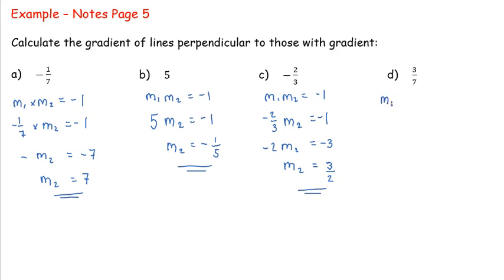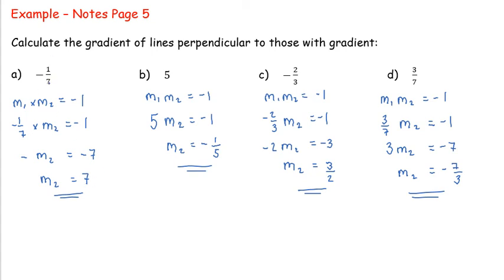And then for the final one, m1 m2 equals negative 1. 3 over 7 is one of our gradients, so 3/7 m2 equals negative 1. Let's see if you can guess even what this would turn out to be, if you can follow the pattern. But continuing mathematically, multiply both sides by 7 first, so 3 m2 equals negative 7, and then divide by 3, so m2 is negative 7 over 3. There we go.